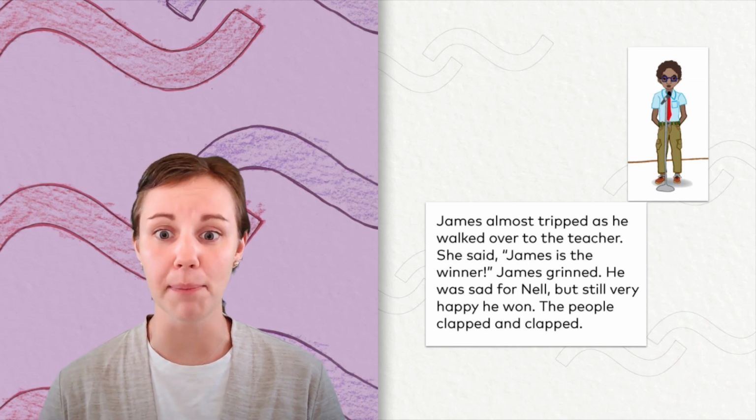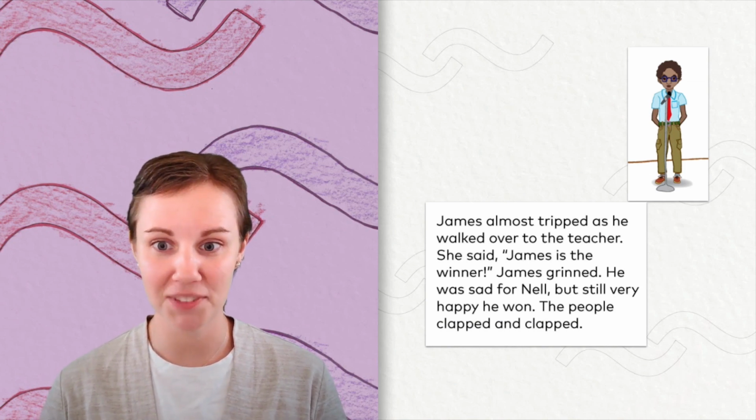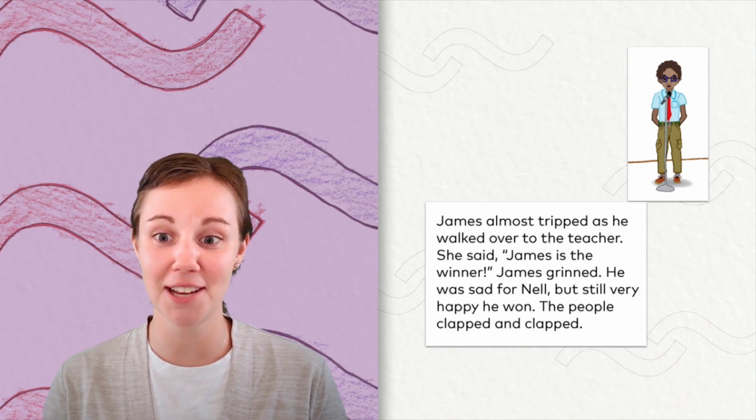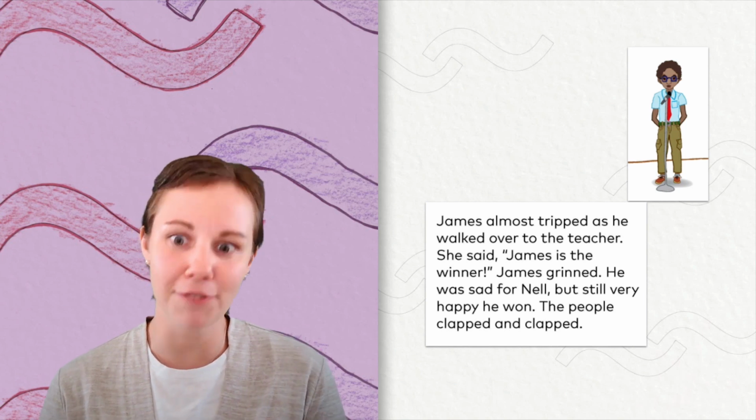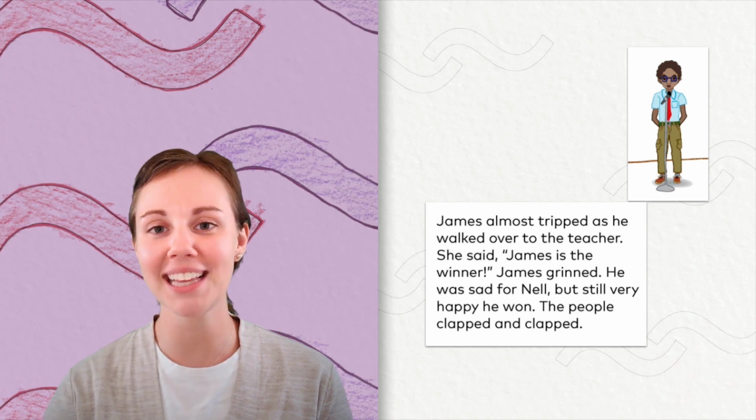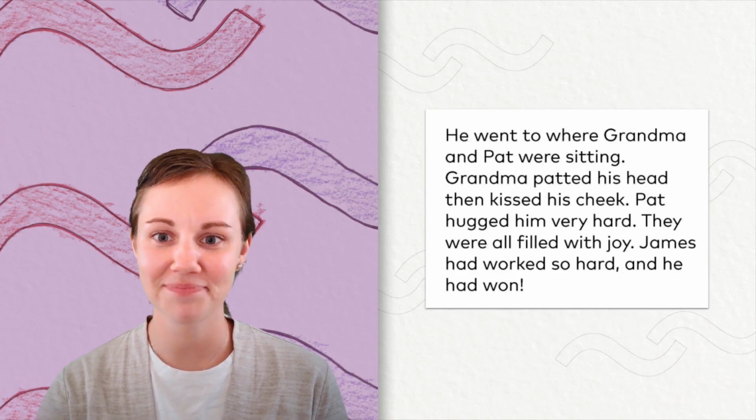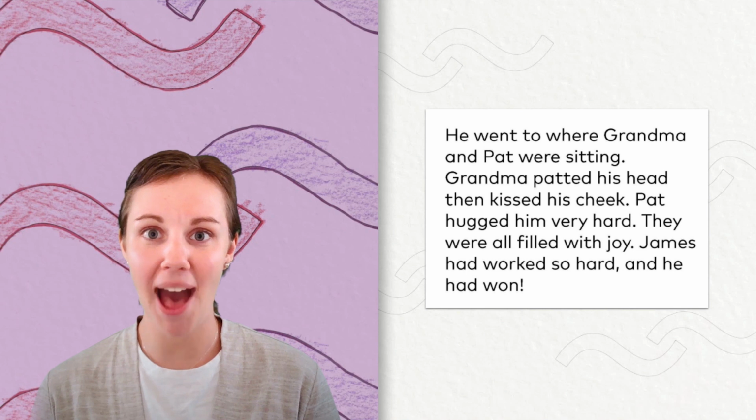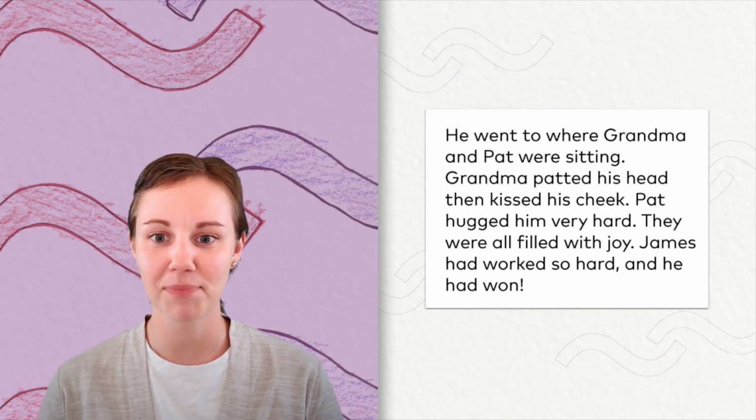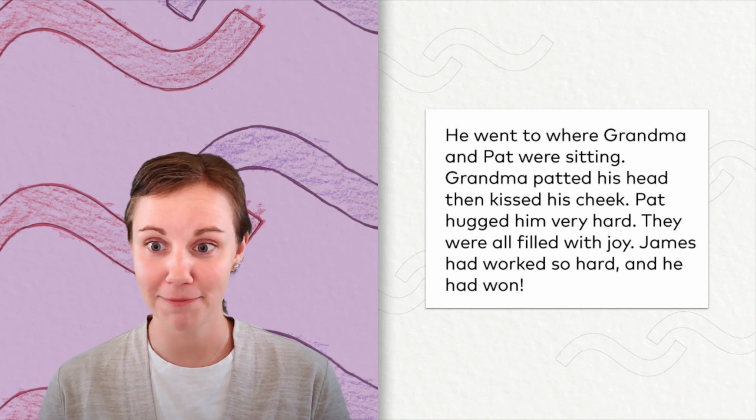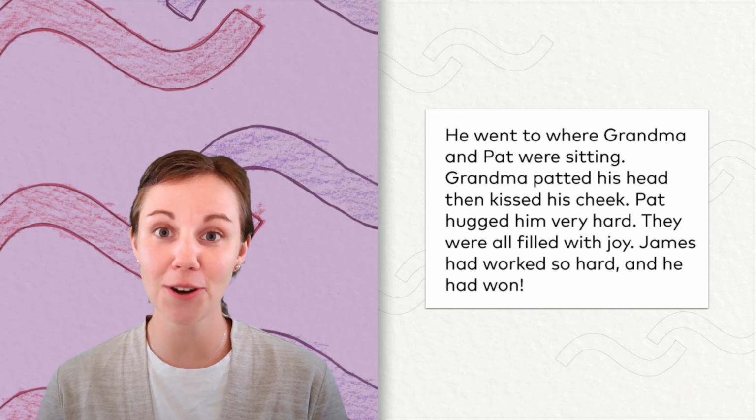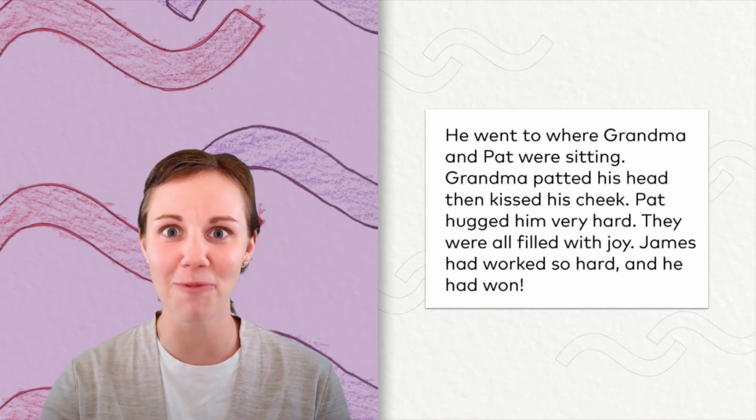James almost tripped as he walked over to the teacher. She said, "James is the winner." James grinned. He was sad for Nell, but still very happy he won. The people clapped and clapped. He went to where Grandma and Pat were sitting. Grandma patted his head and then kissed his cheek. Pat hugged him very hard. They were all filled with joy. James had worked so hard, and he had won.